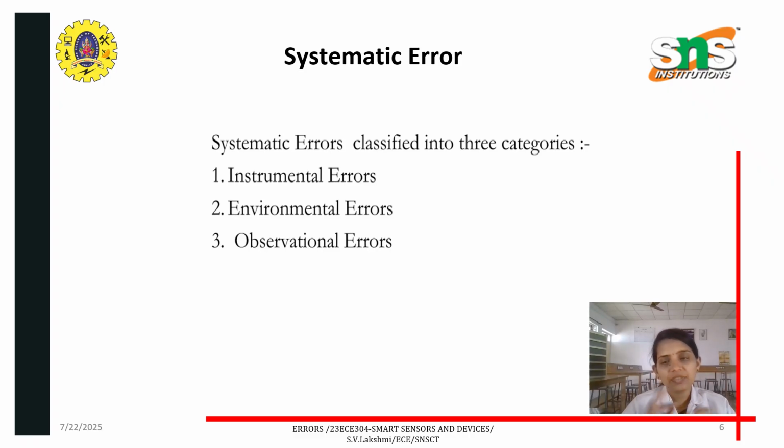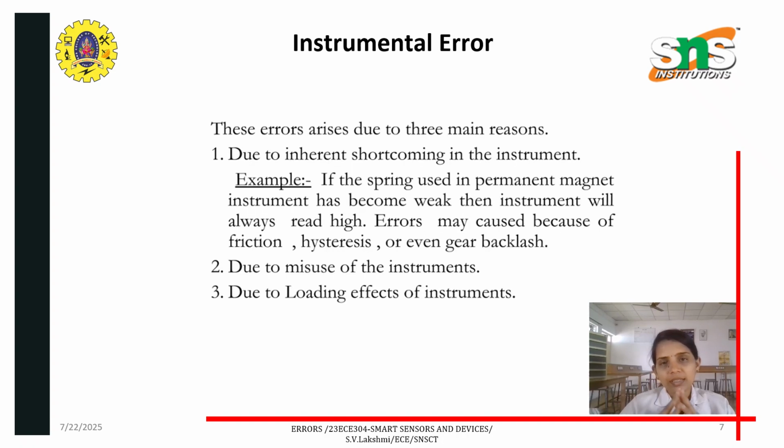Next is systematic errors. Systematic errors are classified into 3 categories: instrumental error, environmental error, and observational error. Instrumental error arises due to a problem in the instrument. Any fault or defect in the instrument would cause instrumental error. As an example, if the spring used in a permanent magnet instrument is weak, it will read high. There are various reasons like friction, hysteresis, etc. Misuse of the instrument, if the user does not know its proper usage, would also cause such errors, and the loading effect also causes this type of error.